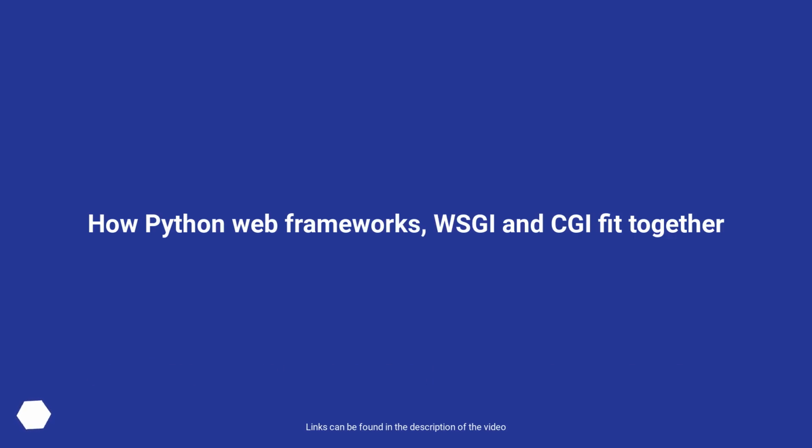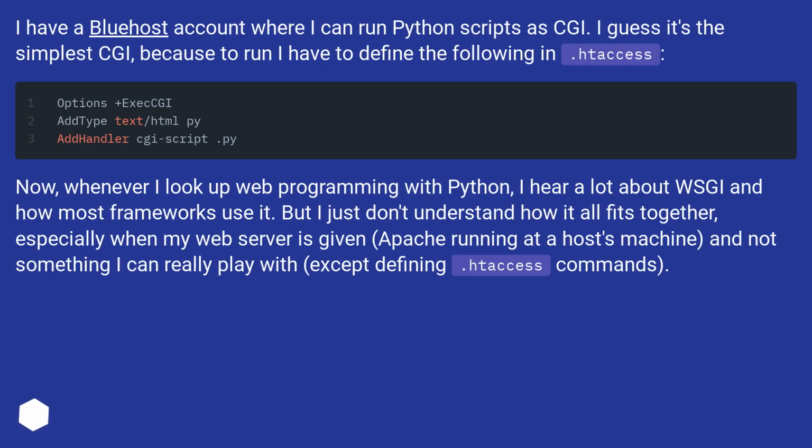How Python web frameworks, WSGI and CGI fit together. I have a Bluehost account where I can run Python scripts for CGI. I guess it's the simplest CGI, because to run I have to define the following in .htaccess.